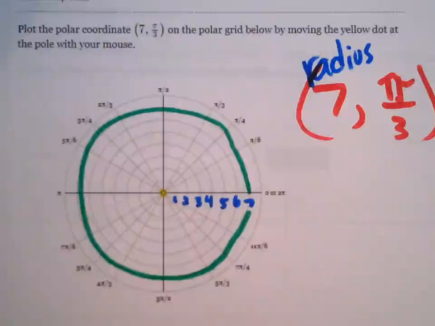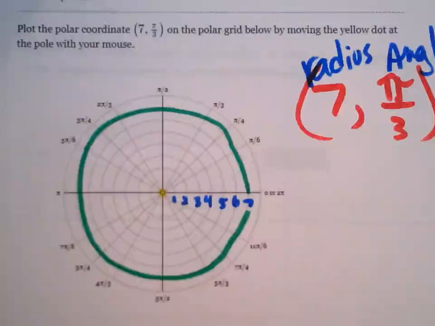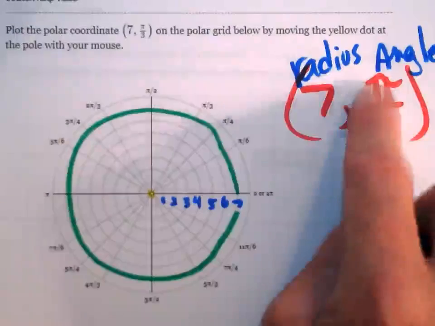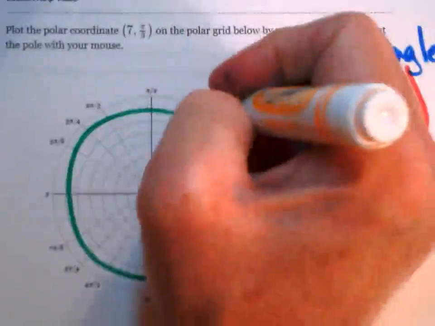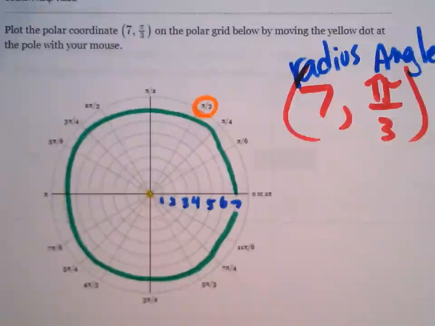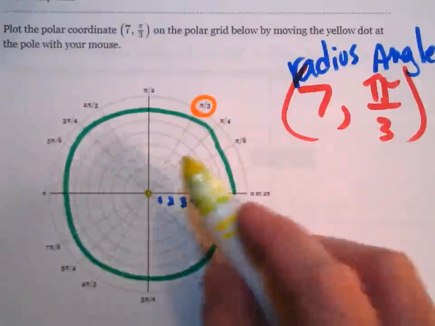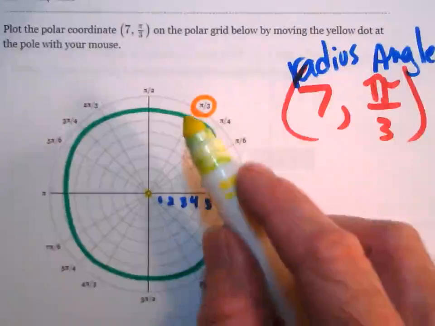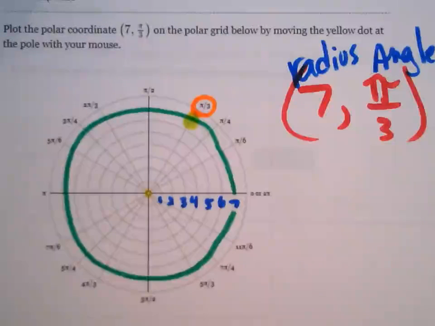And then the pi over 3 is the angle at which they want you to draw the radius. And so a radius of 7 is on that green circle, and the angle, pi over 3, is right here. So what you'll do is you take your yellow dot, that's sitting here at the center of the graph, and you click with Delta Math, take your cursor, and you just move it out to right here. So you would pick that yellow dot up and drop it right there.